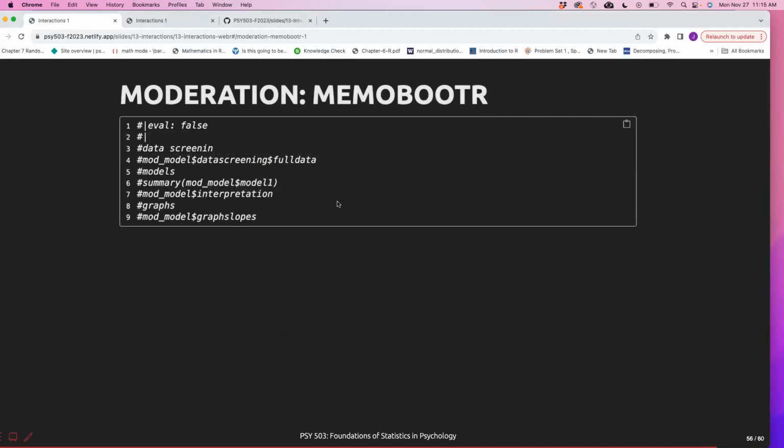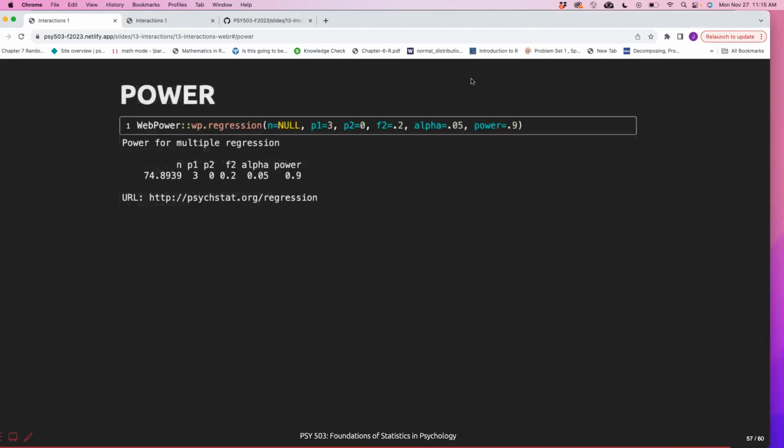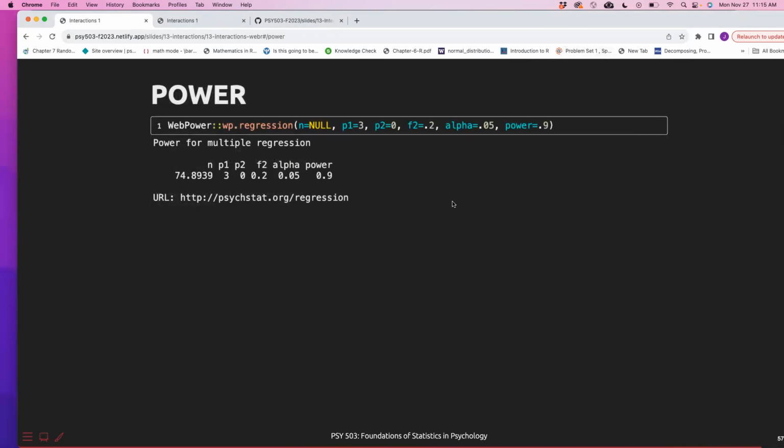And this slide just has all the things that I just went through to look at all the different components of the object. So with the remaining time that we have here, I wanted to talk a little bit about power as it relates to these type of models.